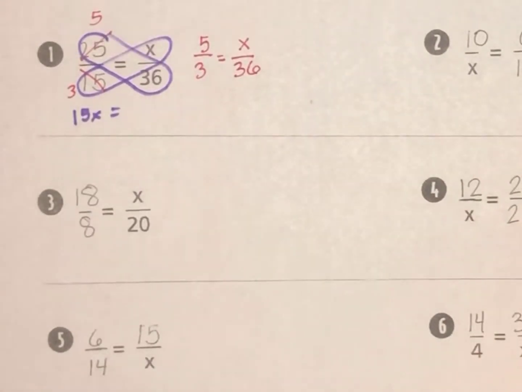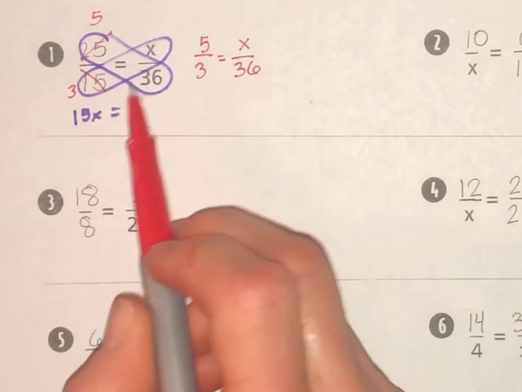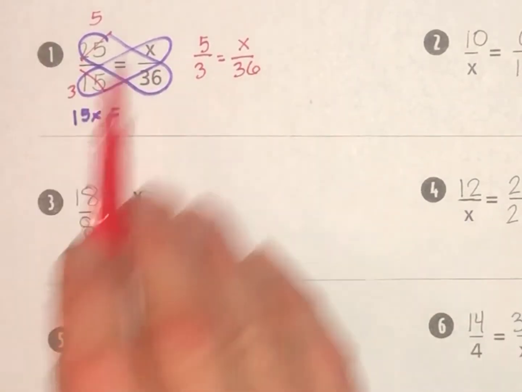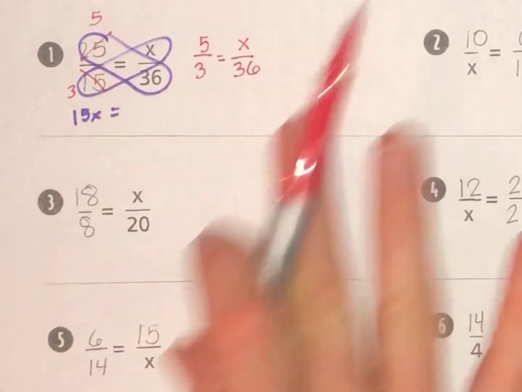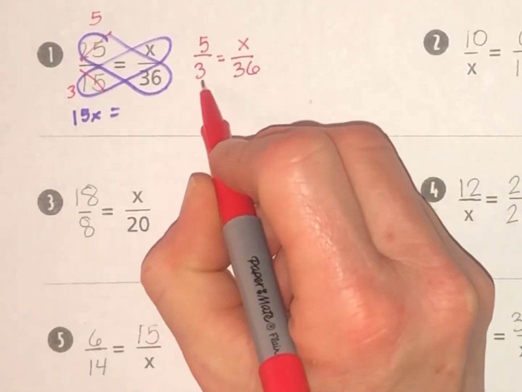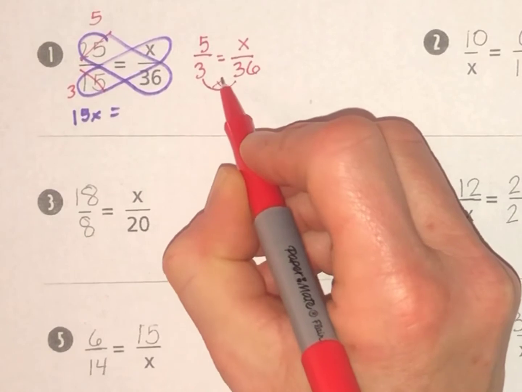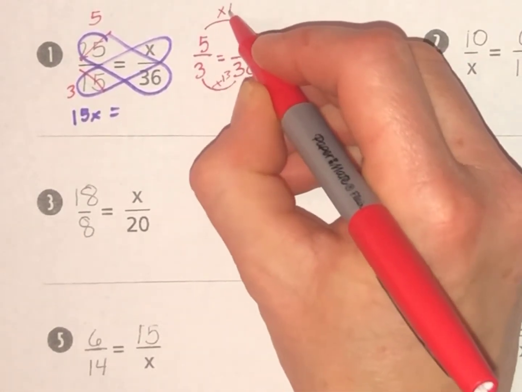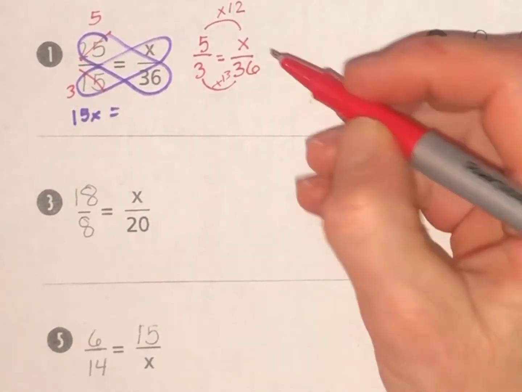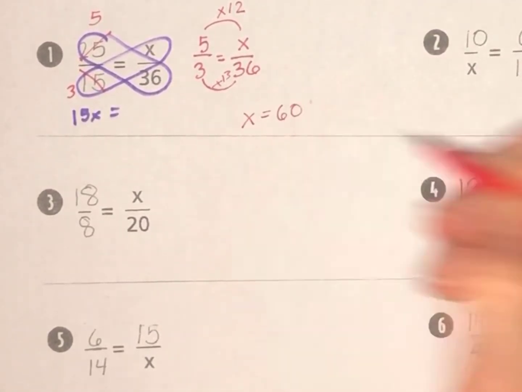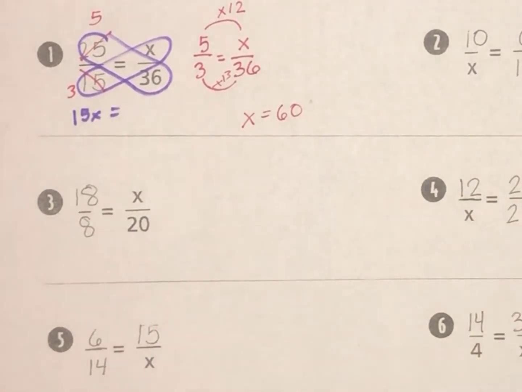I think it's really beneficial when you reduce like that to go ahead and rewrite it, because it doesn't look all messy anymore. It's a lot simpler to look at. So I can see this clearly and see that if I can go 3 times 12 is 36, then I can do 5 times 12 is 60. So x equals 60. Boom.